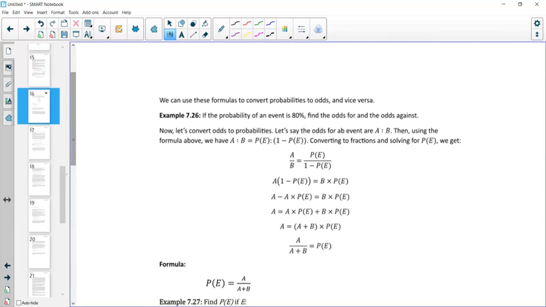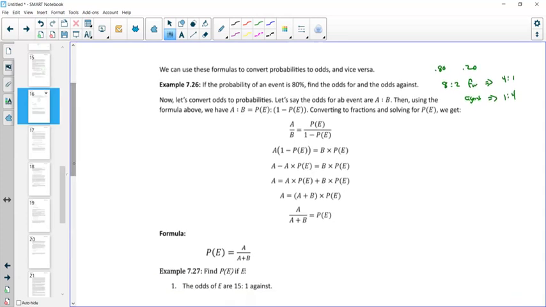If the probability of an event is 80%, find the odds for and the odds against. So if it's 0.8, that means it's 0.2 against. Or it's 8 to 2, which would be 4 to 1. And against would simply be 1 to 4, the reverse of that.